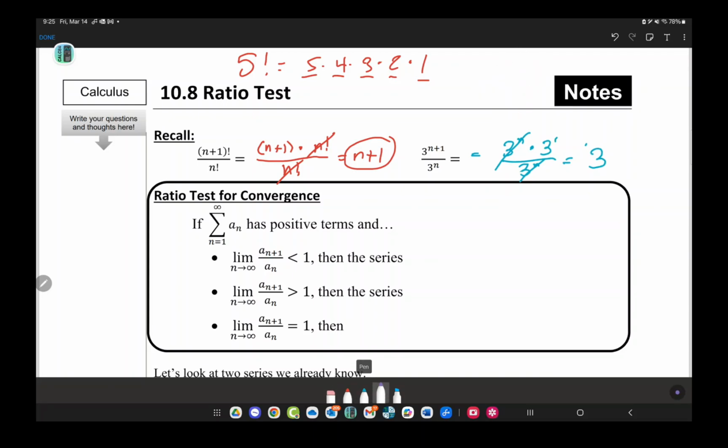All right. So, ratio test for convergence. If the sum of n equals 1 to infinity of a n has positive terms, so we are not going to be dealing with negative values here, and the limit of a n plus 1 over a n is less than 1, then the series converges. If it is greater than 1, then it diverges. If it is equal to 1, then we use another test.